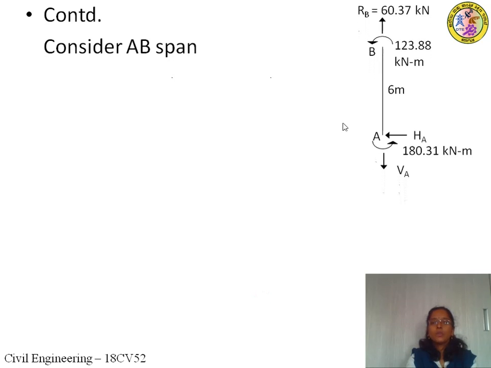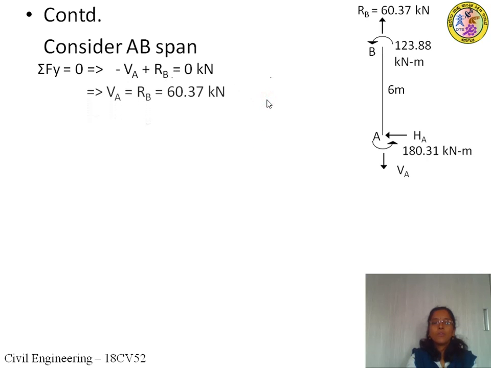Okay, so next we will consider the vertical member AB. So this is the vertical member AB along with the reactive components HA and VA and the end moments MAB and MBA. So let us apply sigma Fy equals 0, which gives minus VA plus RB equals 0. Therefore VA equals RB equals 60.37 kilonewton.